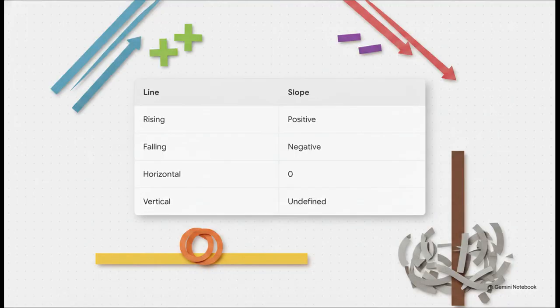And this brilliantly illustrates the whole point. There is a strict, undeniable connection between the algebra and the physical direction. A rising line has a positive slope, a falling line has a negative slope, flat is 0, vertical is undefined. The algebra perfectly dictates the physical reality of the line.